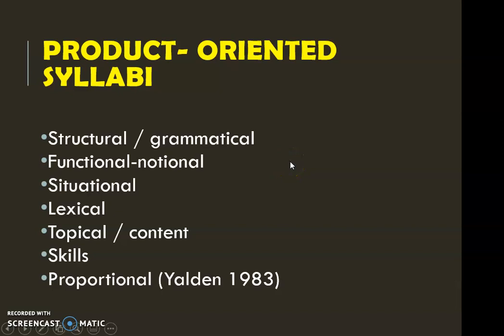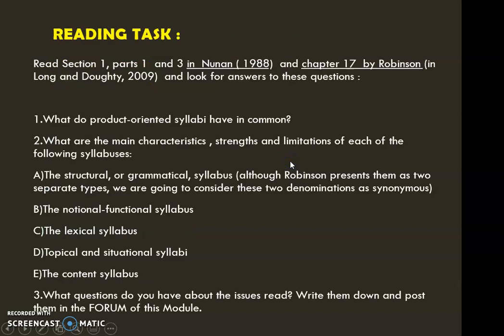So here's your reading task. This is what you will be doing now, in the next few days. You're going to read section 1, parts 1 and 3 in Noonan, and chapter 17 by Robinson. All of this is available to you in a folder in Drive. We'll be giving you a link to this. And there are 3 questions.